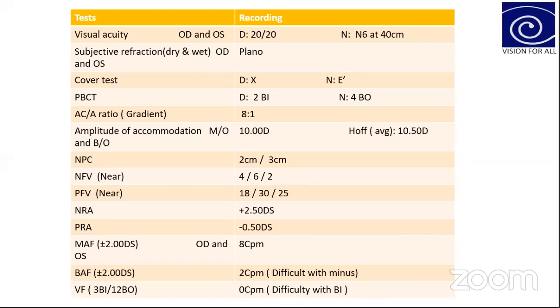Here the negative fusional vergence had a poor recovery, and it was reduced. The near fusional vergence for divergence, and the positive fusional vergence, was more than normal. Usually we accept a break at around 20 prism diopters, but here it is breaking at 30.